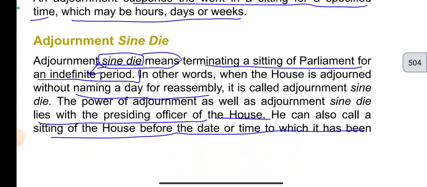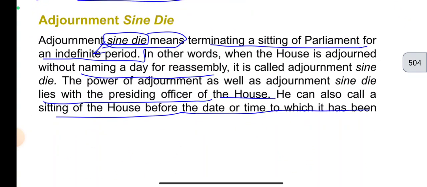Then adjournment sine die. Adjournment sine die means terminating a sitting of parliament for an indefinite period. In other words, when the house is adjourned without naming a day for reassembly, it is called adjournment sine die. The power of adjournment as well as adjournment sine die lies with the presiding officer of the house. So who gives these orders? These powers are with the presiding officer of the house: the Chairman in the Rajya Sabha and the Speaker in the Lok Sabha.